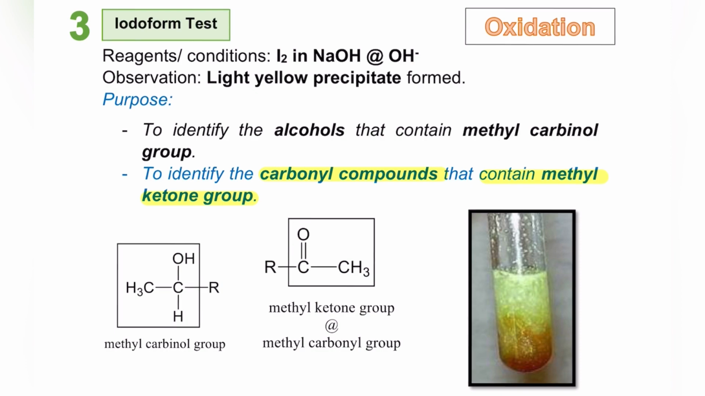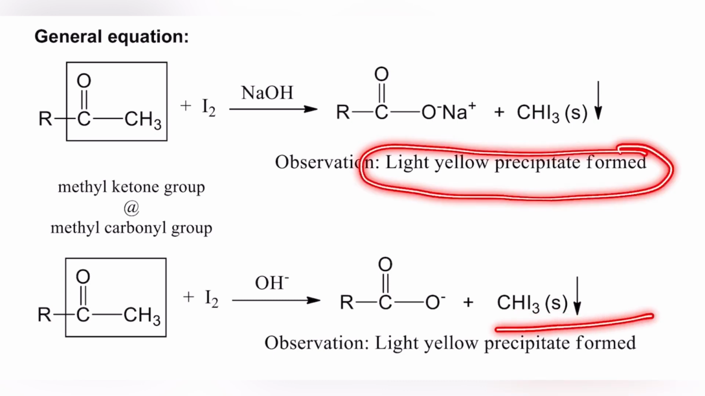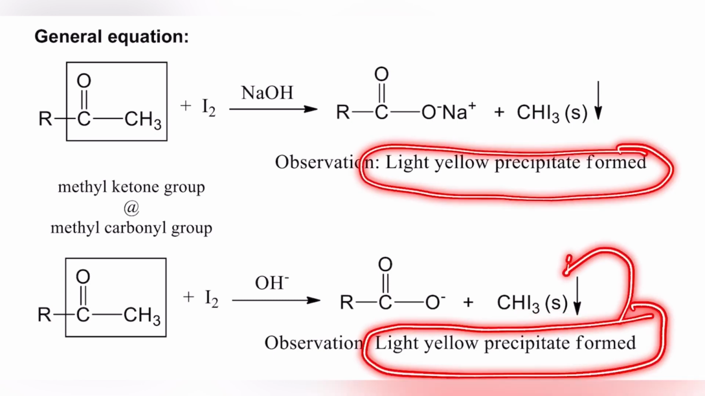So the general equation, if you use I2 in NaOH, you will have carboxylate salt, attracting Na+ as well, and CHI3. Choose either to write it as solid or with an arrow pointing downwards. And then same goes, if you use I2 but now only OH minus, you will have carboxylate salt only without metal ion attracted to it. And then CHI3 is needed because CHI3 is the product that shows yellow precipitate form.